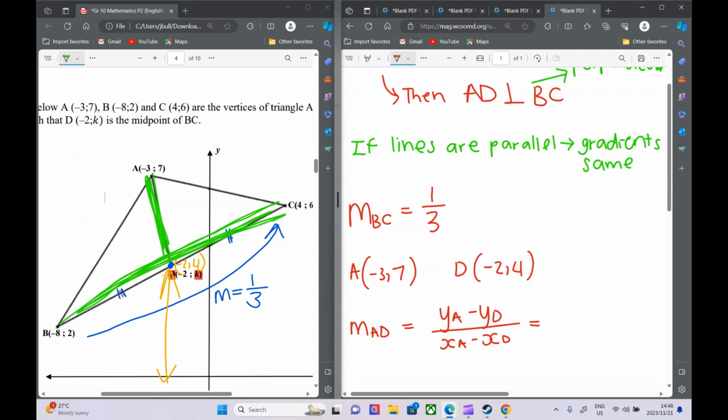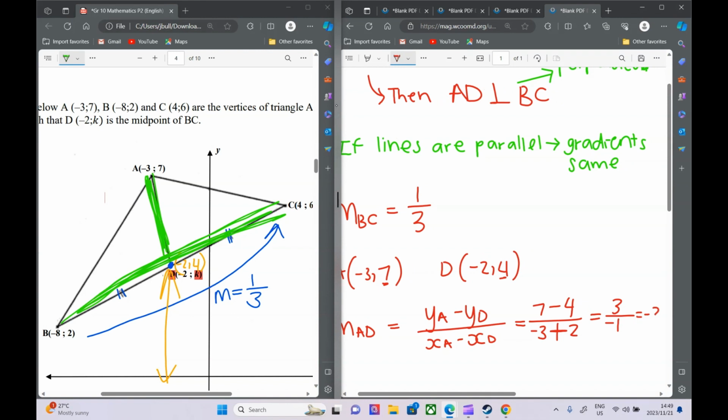So A, the y value is 7. D, the y value is 4. Then -3 is the x value, and -2 is the x value. So at the top, 7 minus 4 is just 3. At the bottom, -3, a minus and a minus is going to make a plus. Okay, -3 plus 2 is -1. And so we end up with 3 divided by -1, which is just -3.